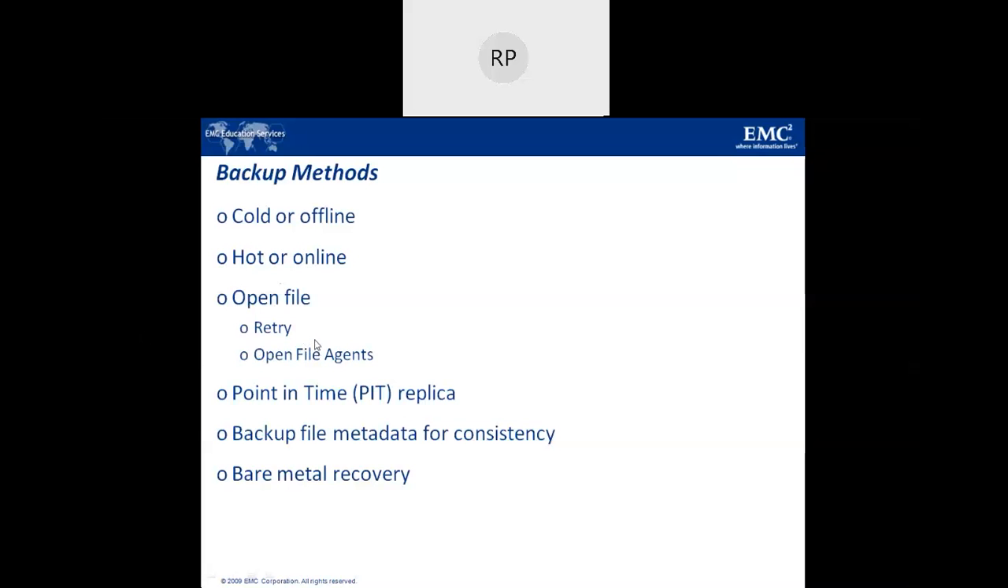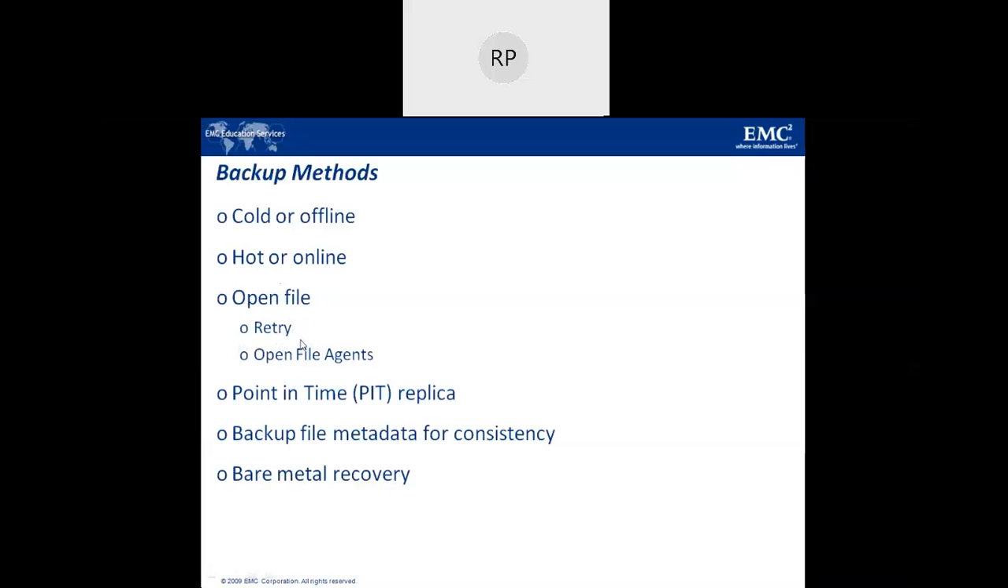Okay, now how to handle this type of situation? For this type of situation, there are two ways. The first way is to retry the operation. Means you are going to perform a backup process, but for the open files, you are going to retry to take a backup of open files after some time, because after some time those files may be closed and you can take a backup. This is the first way of taking a backup of open files.